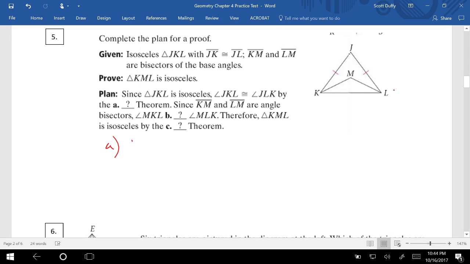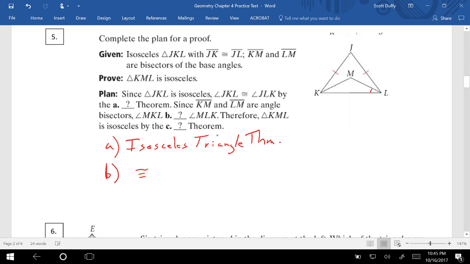So triangles theorem, sorry. Since KM and LM are angle bisectors, angle MKL is congruent to MLK. They have to be. Therefore, triangle KML is isosceles by, okay, that's what they're saying.